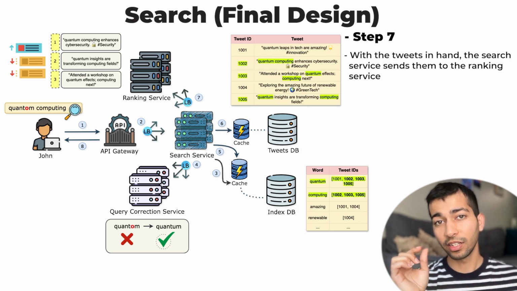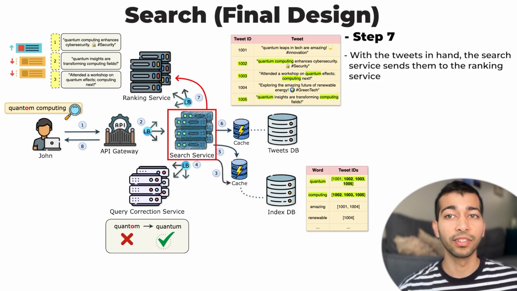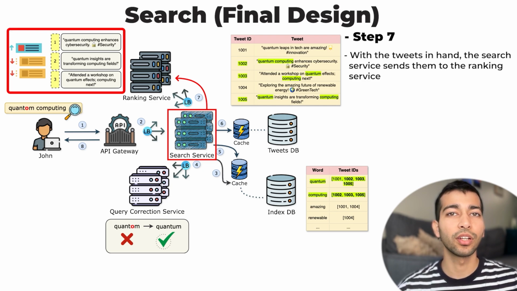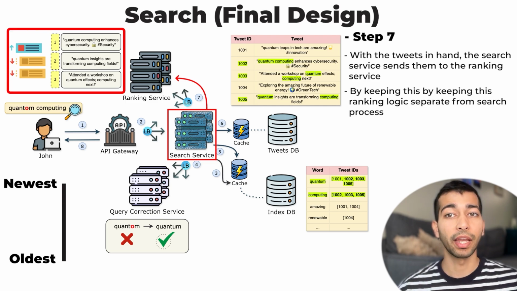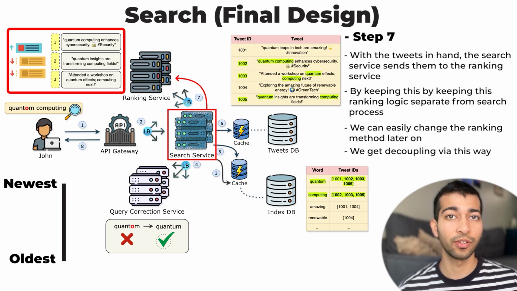Now, step number 7, where ranking happens. With the tweets in hand, the search service sends them to the ranking service. The ranking service sorts these tweets from newest to oldest. By keeping this ranking logic separate from the search process, we can easily change the ranking method later on. As we have seen previously, we get decoupling this way.